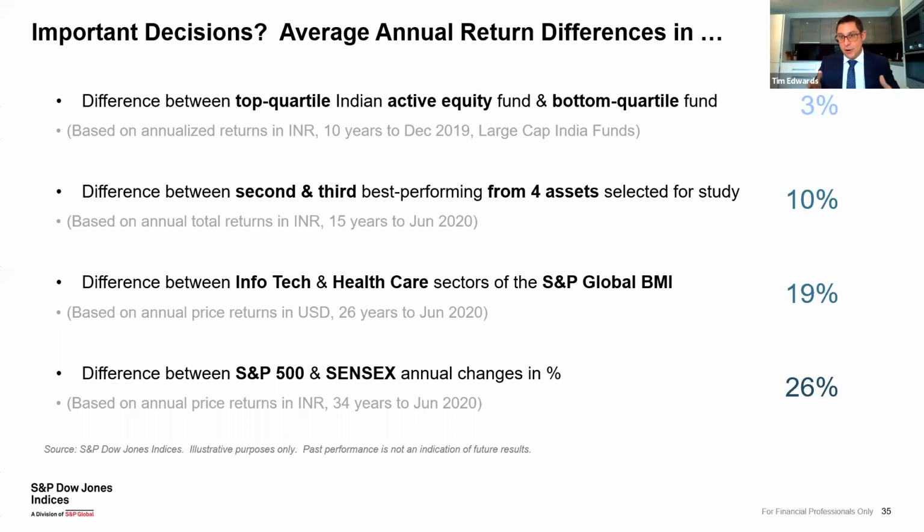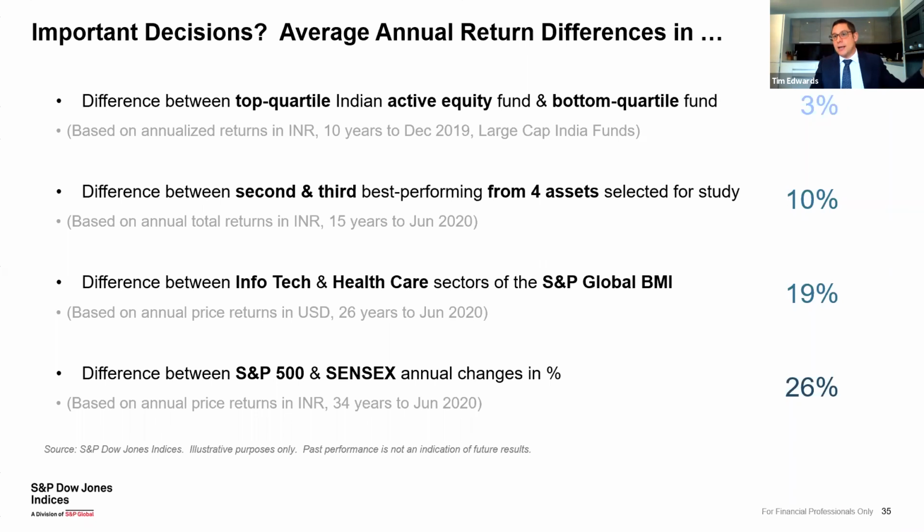And just to take from our SPIVA data for India, and just to pick a representation. So over the last 10 years, the difference between a top quartile fund, i.e. in the top 25% of all fund performances, and a bottom quartile fund, right, just to get into the best or the worst, that difference on an annualized basis is about 3%. That's a lot of money, but it's only 3%.